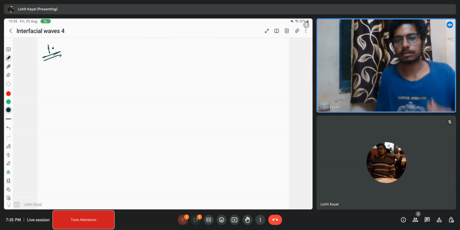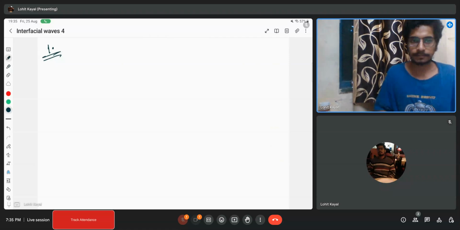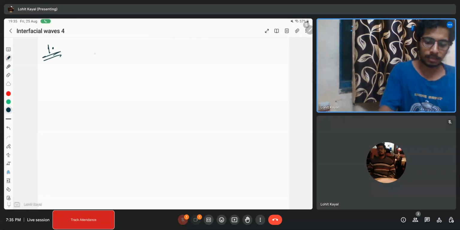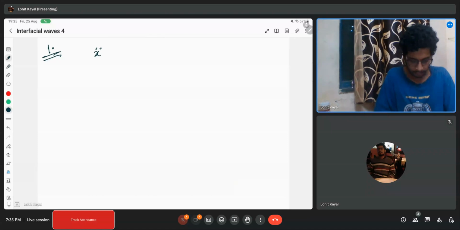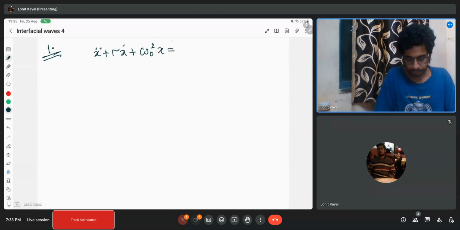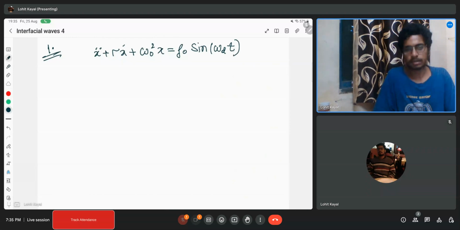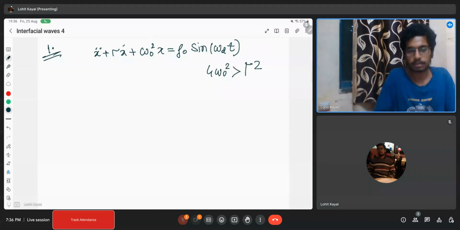So the first question says that you have an equation like this: x double dot plus gamma x dot plus omega 0 square x equal to f0 sine omega d t. Now you need to find a general solution when 4 omega 0 square is greater than gamma square.